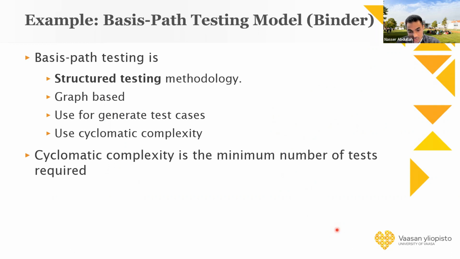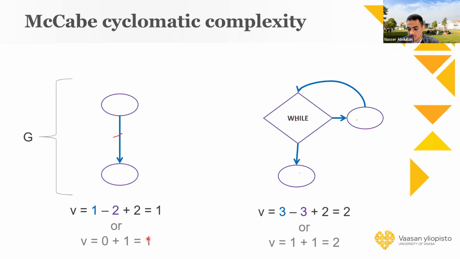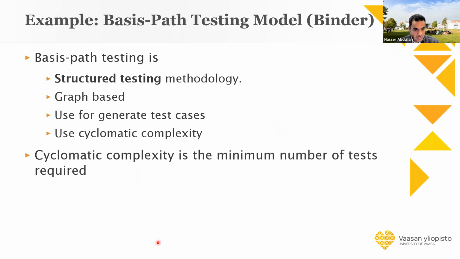So based on that, we can use it to determine the number of test cases. For example, the number of test cases should equal the minimum. I think I showed that in the maximum number of test cases requirement. Cyclomatic complexity is the minimum number of test cases. So this is an example of the complexity and how it's used for our topic today.